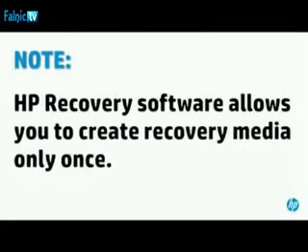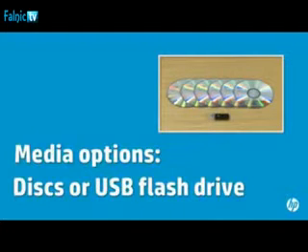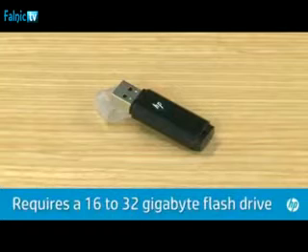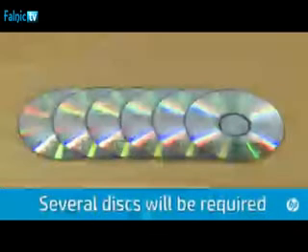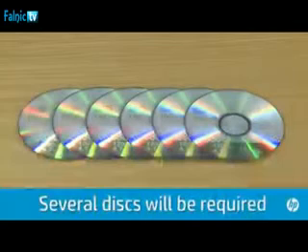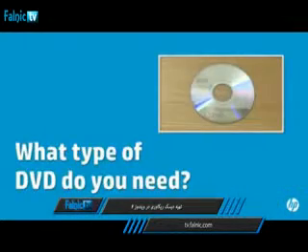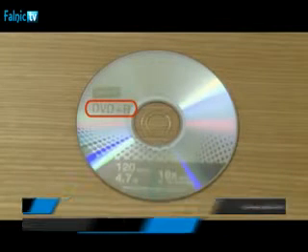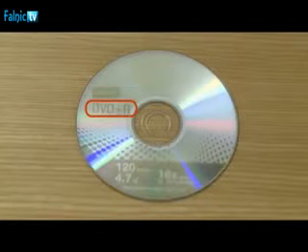It is important to note that you can create recovery media only once. Your computer has two options for creating recovery media: a USB flash drive or writable DVDs. This video shows how to create a recovery image using DVDs. Use blank writable DVDs. For best results, HP recommends using DVD+R disks. Recovery information is very important, so it's a good idea to use a brand of DVD that you trust.